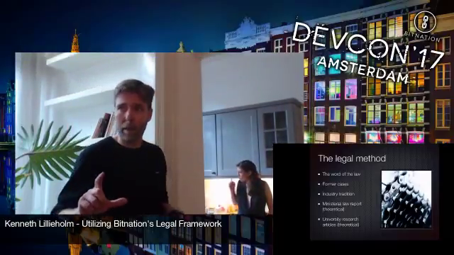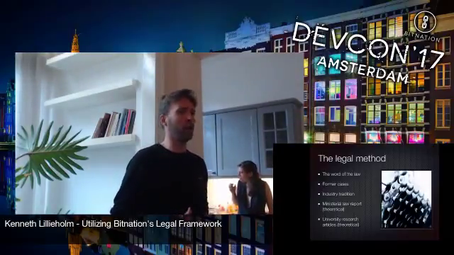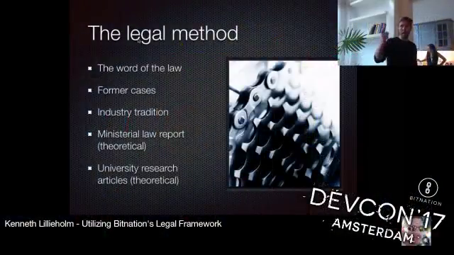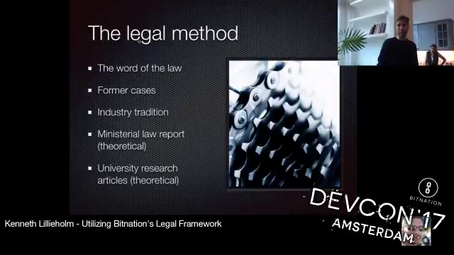This is a general method called the legal method. How is a case judged in a court? How is the judge supposed to evaluate the case? This is his method. First, you have to read the word of the law. If that makes sense and fits the case, he can make a judgment. If the wording in the law doesn't really comply with the case, you have to search for former cases, also called precedents. Have judges in the past had the same kind of case with the same facts presented?